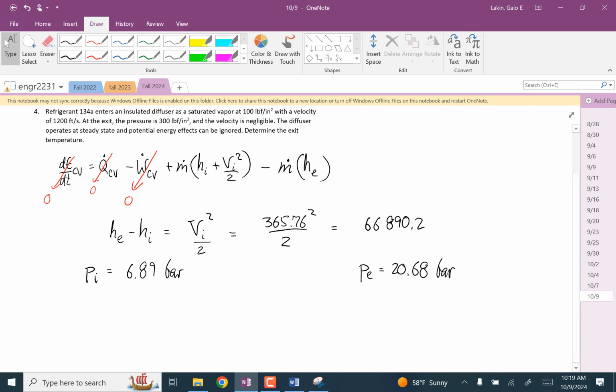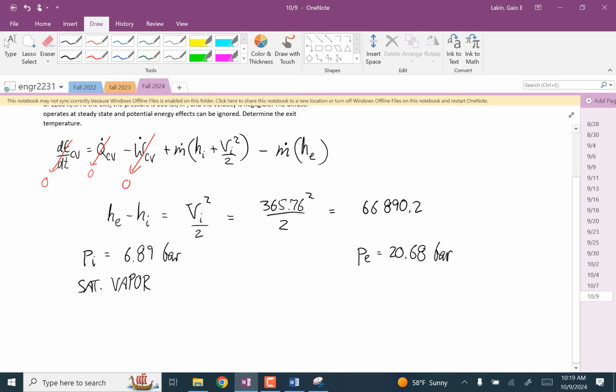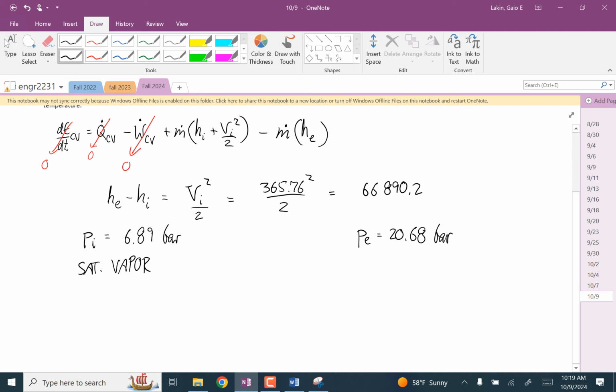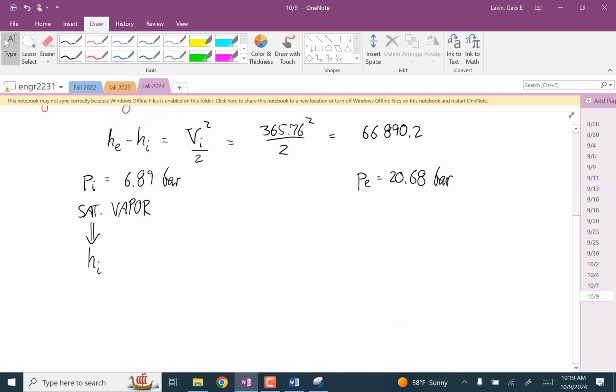Okay. And oh, it's a saturated vapor at the inlet. That's good to know. So we can right away look up, since we have the pressure, that's enough to tell us, we can look up the inlet enthalpy, and then we can just calculate the exit enthalpy. So let's see what we have for tables. Did you look that up already?